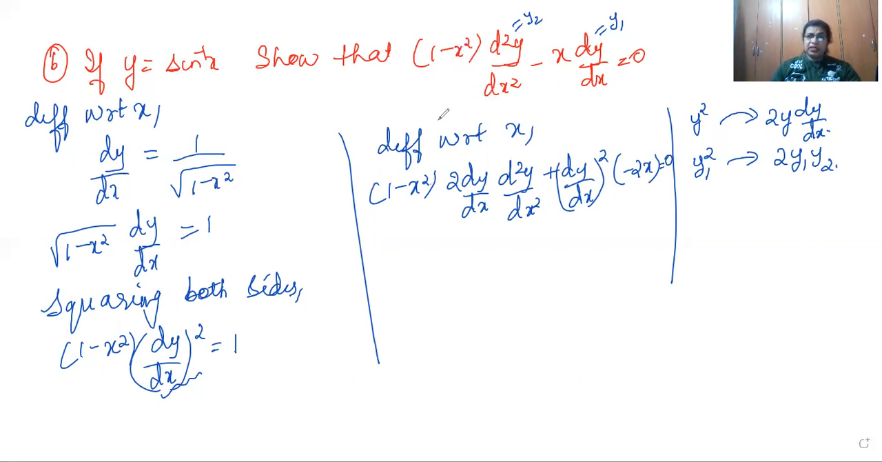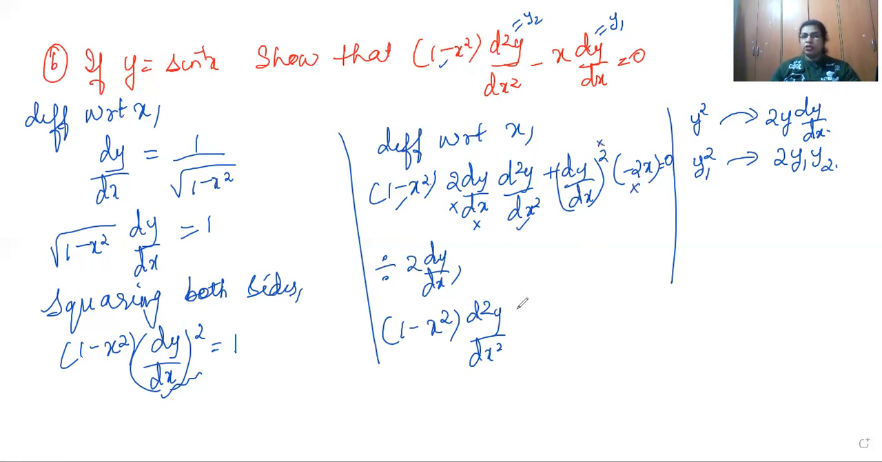Now compare with the answer. When you compare, you want 1 minus x square, you want d square y by dx square. What you don't want is 2, you don't want dy by dx. So whichever terms you don't want, you divide throughout by that. So divide by 2 dy by dx, you will reach the required answer. So what are you left with? 1 minus x square into d square y by dx square. Then 2 is gone, one of dy by dx is gone. So minus x into dy by dx is equal to 0. That is the required answer.